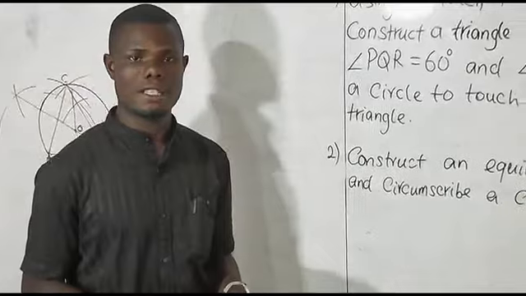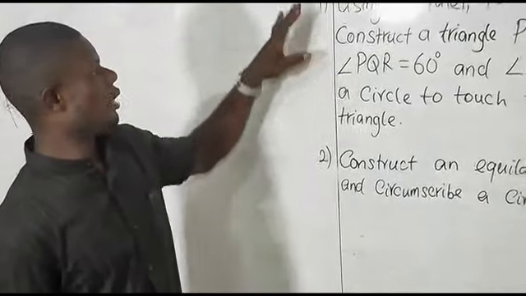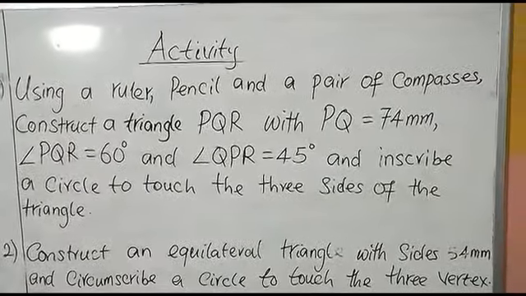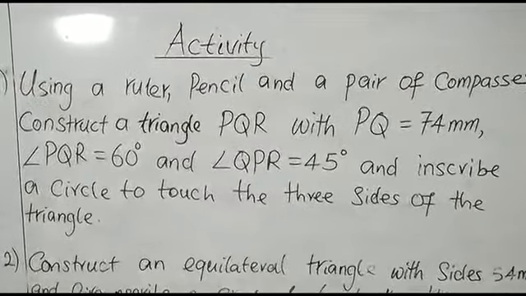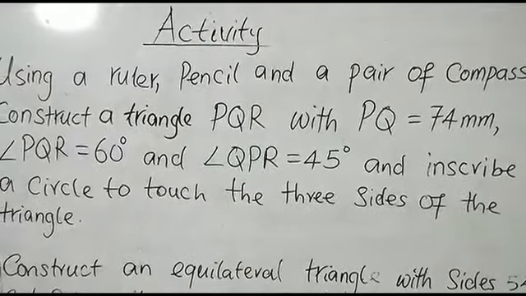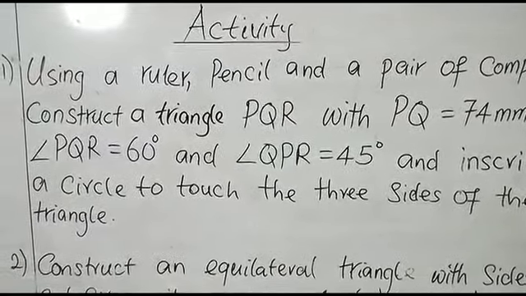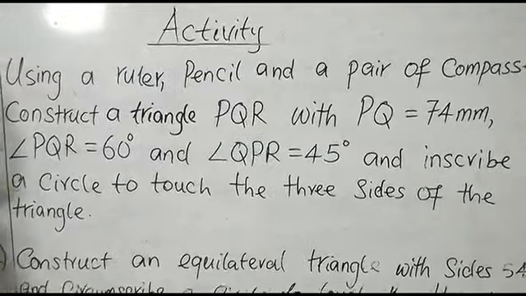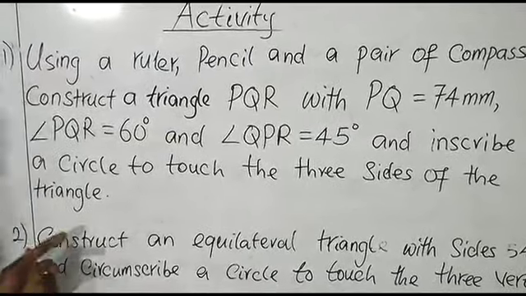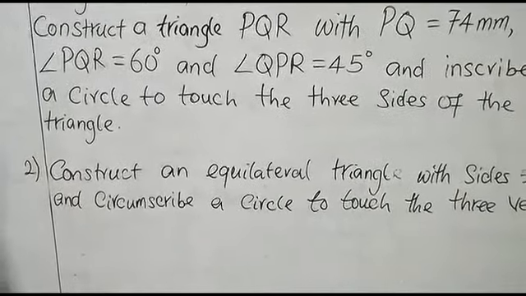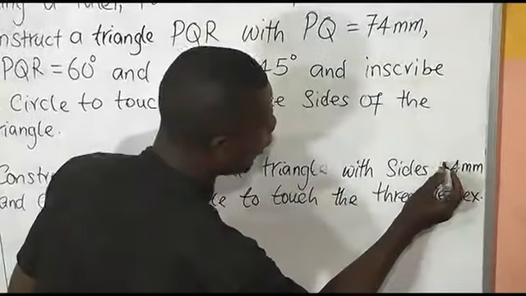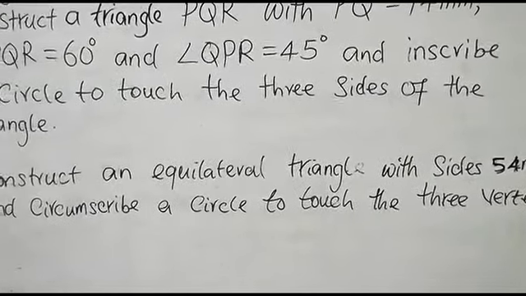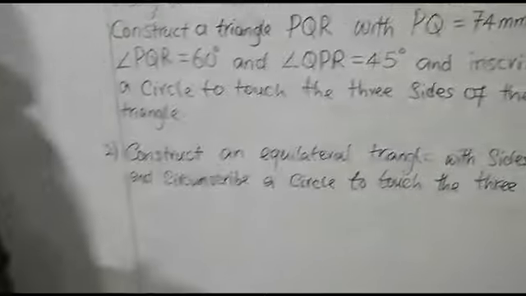We've come to the end of today's lesson, but before we go, I have an activity for you to do at home. Using a ruler, pencil, and a pair of compasses, construct a triangle PQR with PQ 74 mm, angle PQR 60 degrees and angle QPR 45 degrees, and inscribe a circle to touch the three sides of the triangle. And the second one, construct an equilateral triangle with side 54 mm and circumscribe a circle to touch the three vertices. Alright, so that is all for today.